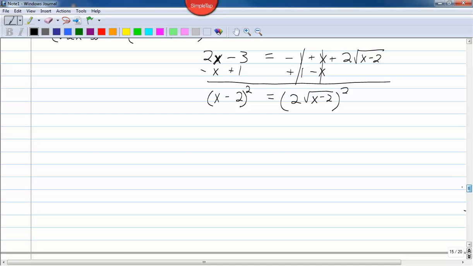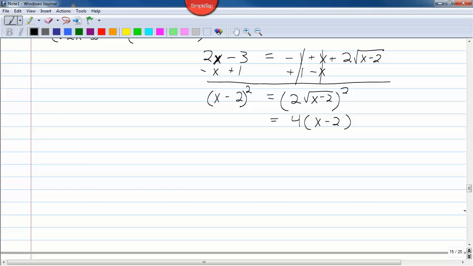I know that you do have a number on the outside of the radical. Right here, you have a 2, but you still need to square it. So when you square the right side, you have to say 2 times 2, and you get 4. And it's going to be that times square root of x minus 2 times square root of x minus 2, or just x minus 2. The radical goes away. The number on the outside you have to square.